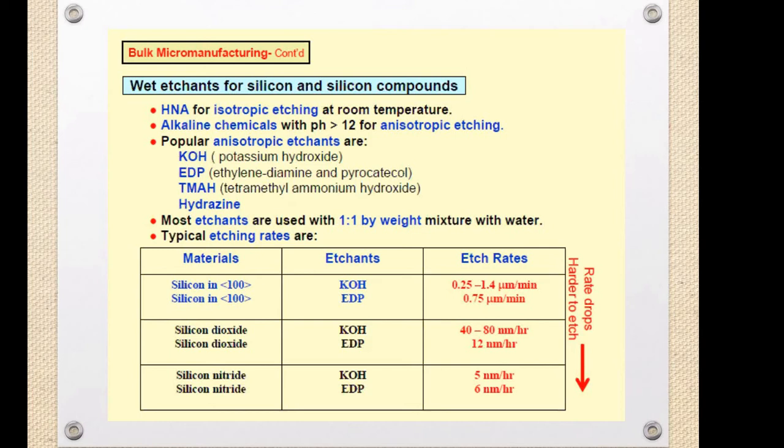Popular anisotropic agents for silicon are KOH, potassium hydroxide, EDP, that is ethylene diamine, and the next is TMAH. All of these chemicals are diluted with water in the ratio of 1:1 for the process. Basically, we dilute them; we do not use them directly.